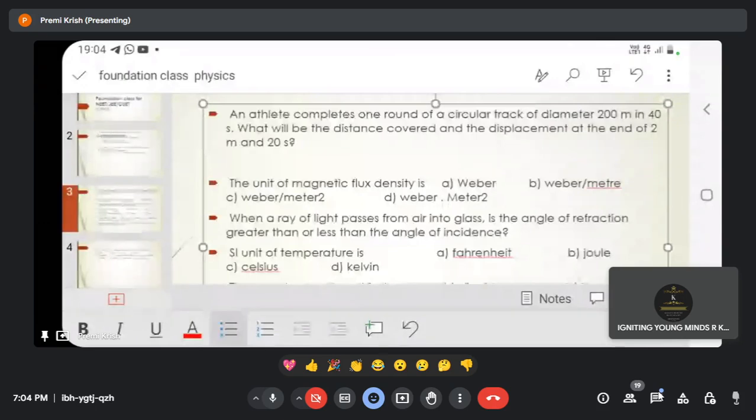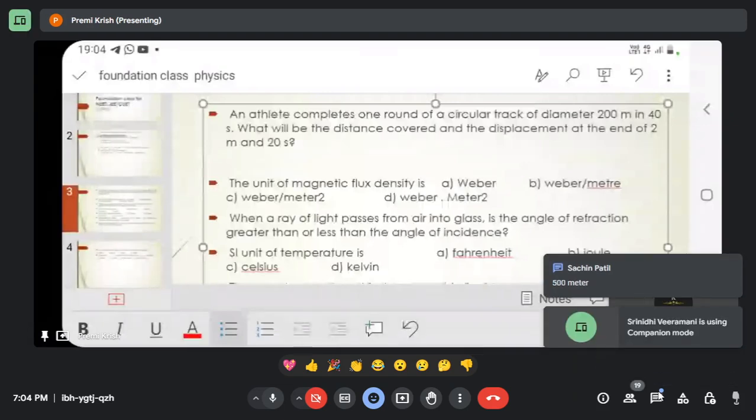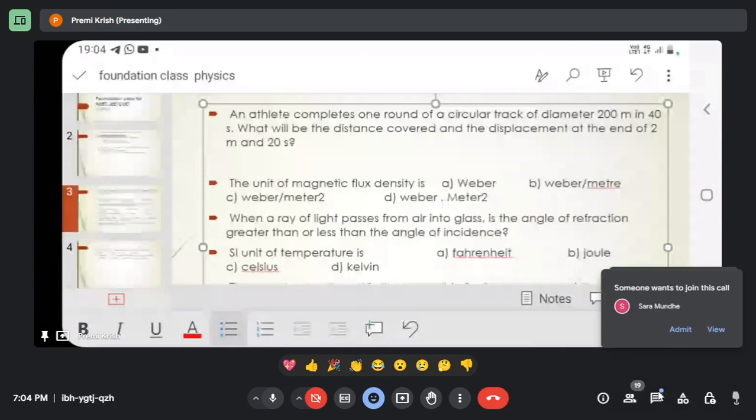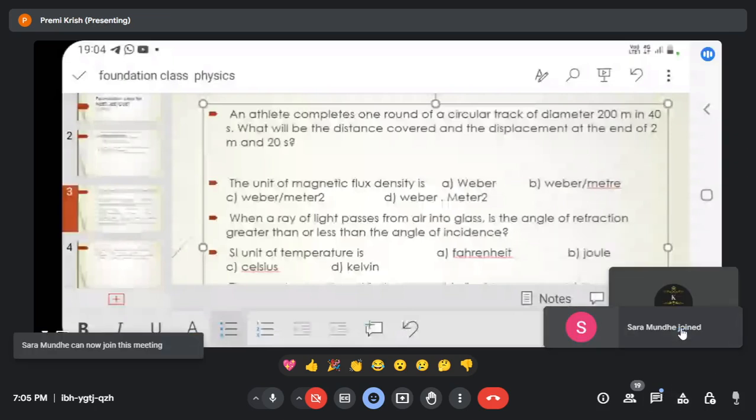The distance covered will be 2,200 meters, sir. Okay, somewhat near. Then displacement. I think it will be 200 meters, sir. Yeah, correct. Yeah, 2200 I'm getting.